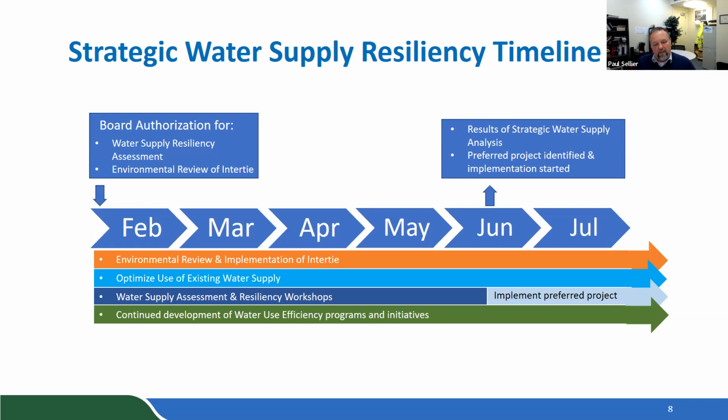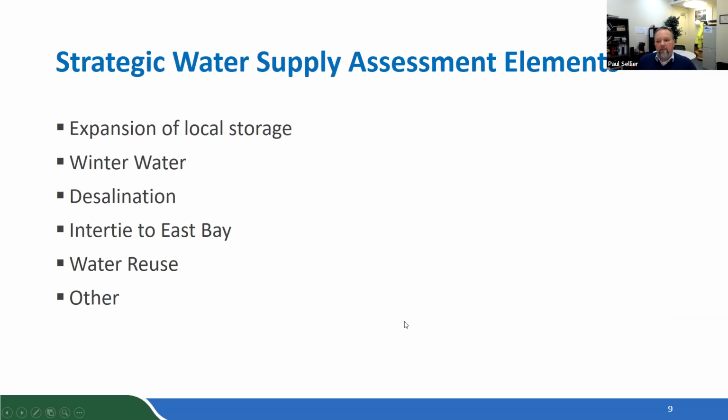And so as we take a moment now to look and consider what some of the elements might be in a strategic water supply assessment, none of these will really come as a surprise to the board because you've all seen these before. Expansion of local storage, winter water from Sonoma, desalination, of course, the intertie to the East Bay, and water reuse, which will include using recycled water for environmental purposes. And then there are some other, more creative or innovative water supply projects that we could take a look at, but maybe in not quite as much detail as these others.